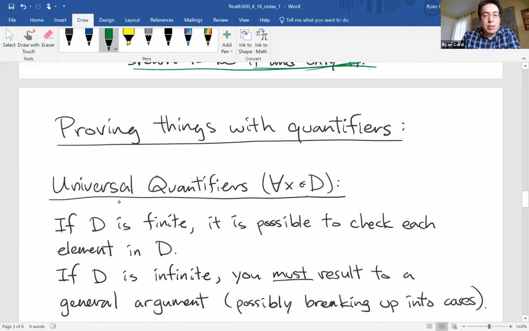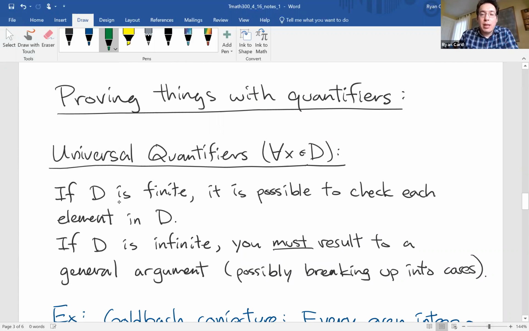Okay, let's move on to proving things with quantifiers, like universal quantifiers and existential quantifiers. So when dealing with quantifiers, usually one direction of the proof is much easier than the other. So for example, if you have a universal quantifier, it is much easier to disprove a universal quantifier than to prove it, because for you to show that a universal quantifier holds, you have to check that it's true for every member of the domain, right?